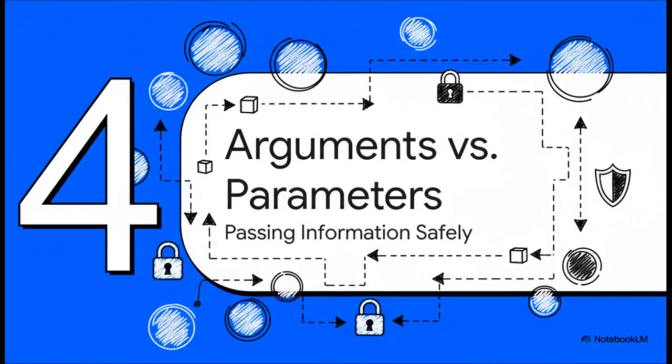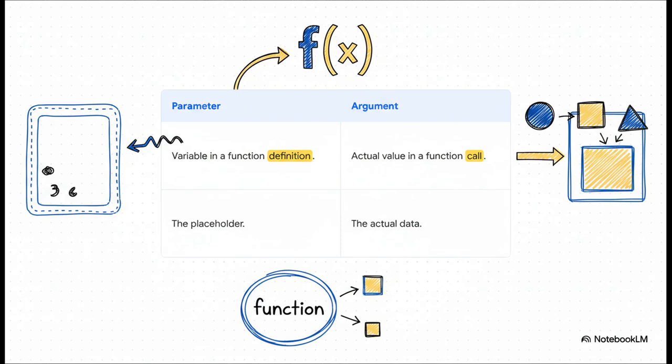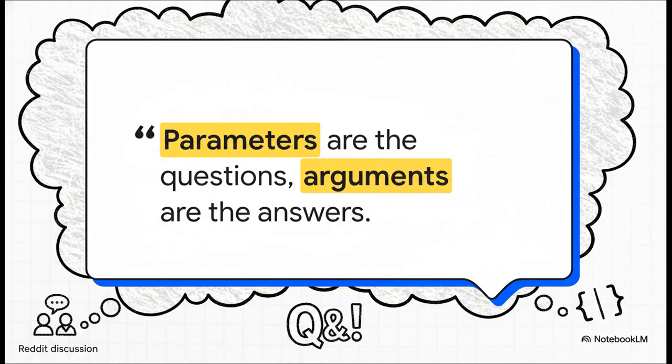Okay, so now that we understand that these function bubbles are separate, how do we safely pass information into them? You're going to hear these two terms thrown around all the time, and while they're definitely related, they mean very different things. So here it is, the key difference. Parameters are those placeholder variables you put inside a function's definition. Think of them like empty boxes. Arguments are the actual values, the real data that you put into those boxes when you call the function. I love this slide. This is actually a brilliant analogy I saw in a Reddit discussion that just makes the whole concept click into place.